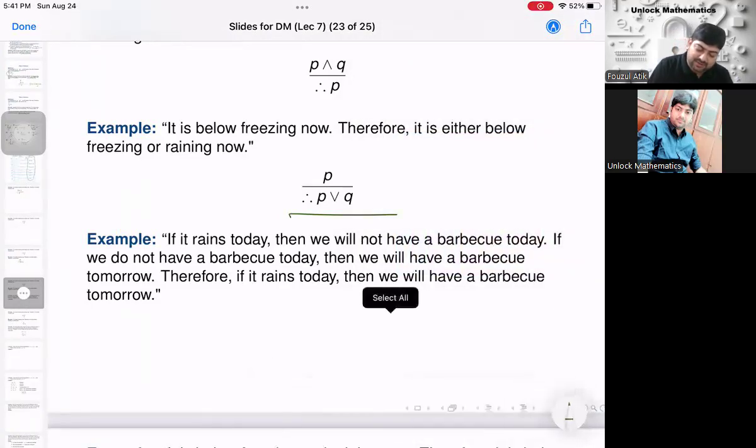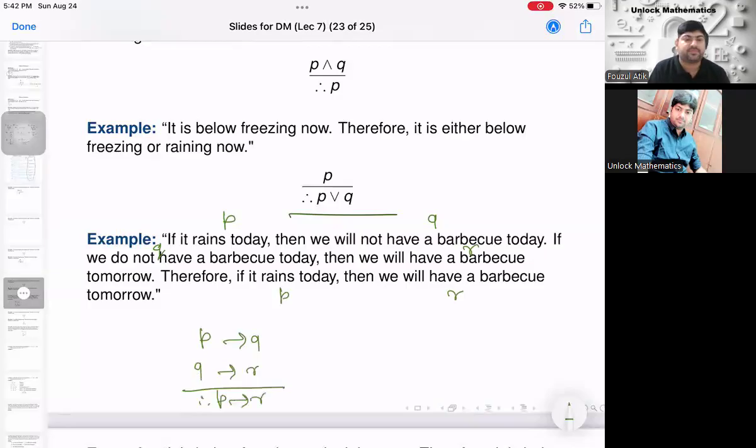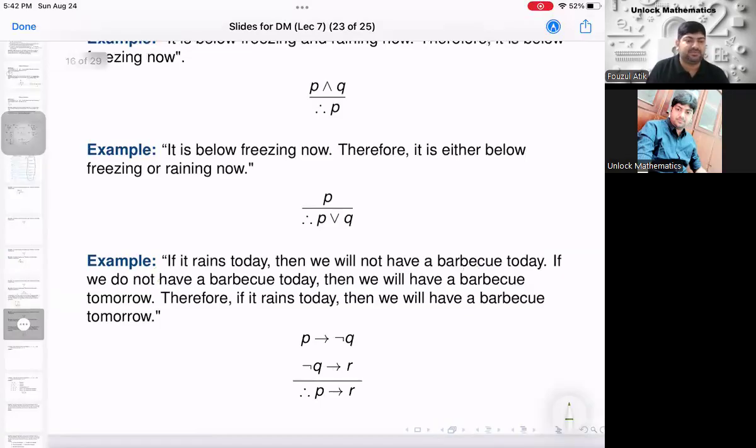Suppose I have: if it rains today, so if P, then we'll not have a barbecue today, right? So not having a barbecue today, I will denote like this, Q. And if you do not have a barbecue today, so this is Q, I already denoted, then we'll have a barbecue tomorrow. This is R. And finally, if it rains today, then we'll have a barbecue tomorrow. So I have P implies Q, then Q implies R, and therefore it is P implies R type. Rule number 3. Correct?